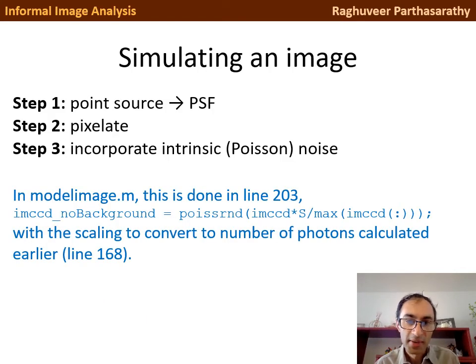Great, so step 3 here, we incorporate our intrinsic Poisson noise, and that's done just in one line in this program by calling a function that gives you Poisson random variables, and then doing the appropriate scaling to turn that into a number of photons.